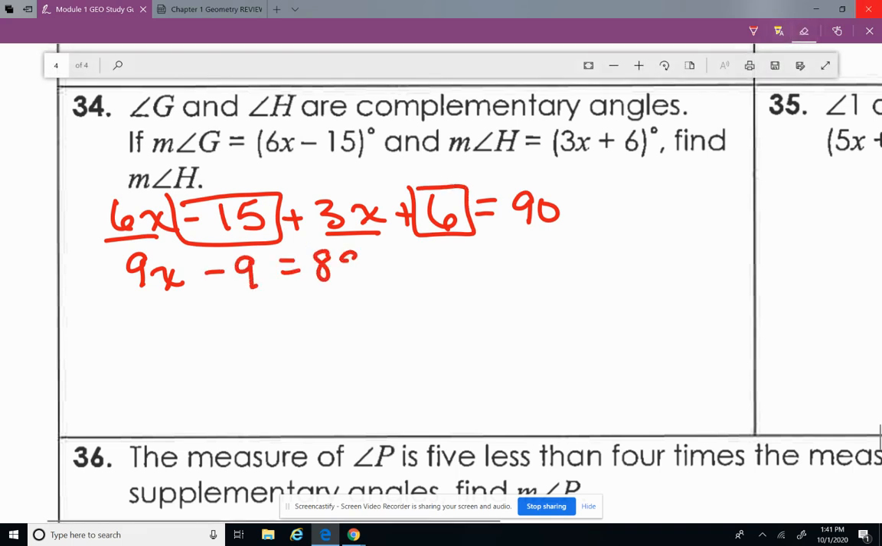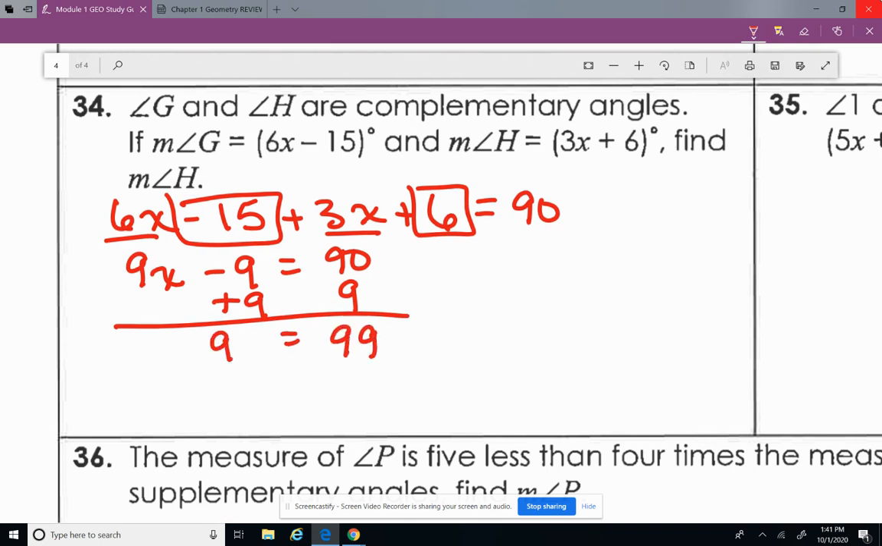I'm going to add 9 to both sides. That's going to give me 99. And I'm going to divide by 9, and that's going to give me 11. But always go back and see what they want. They want the measure of angle H.